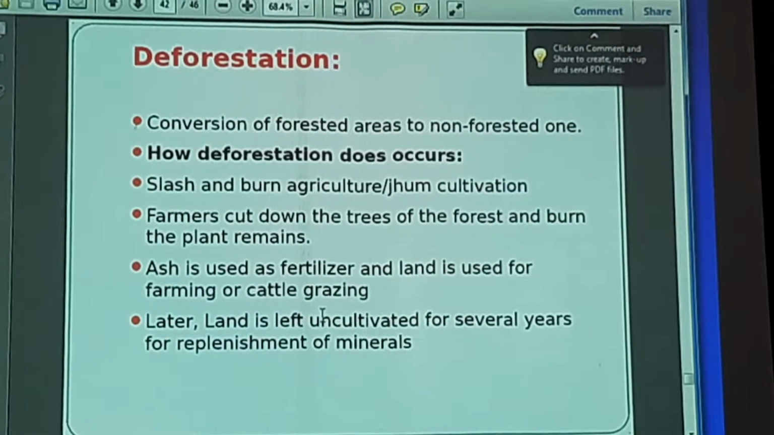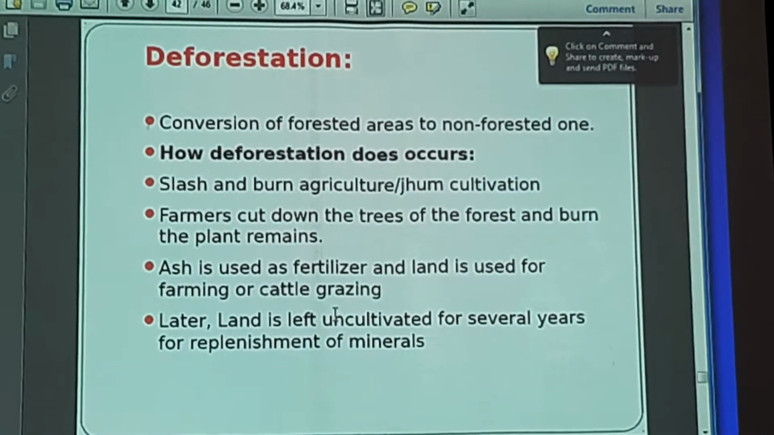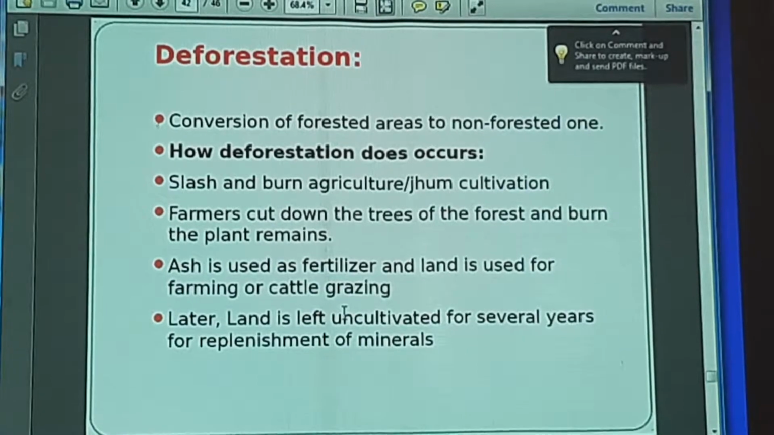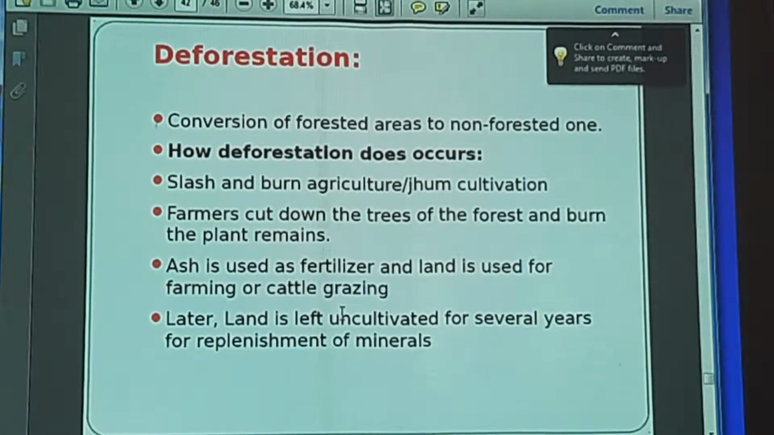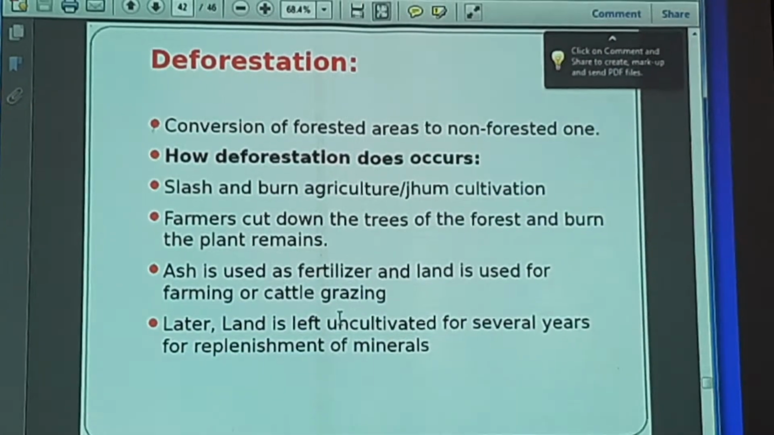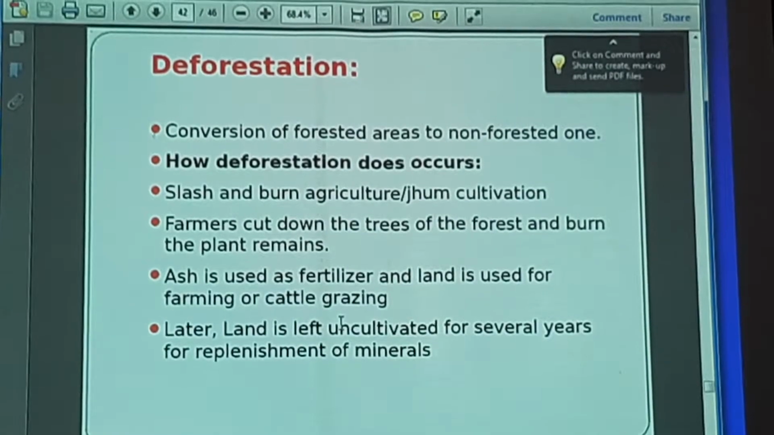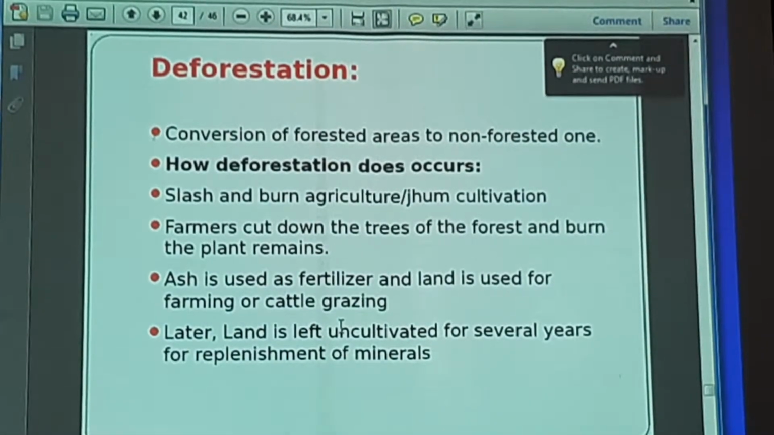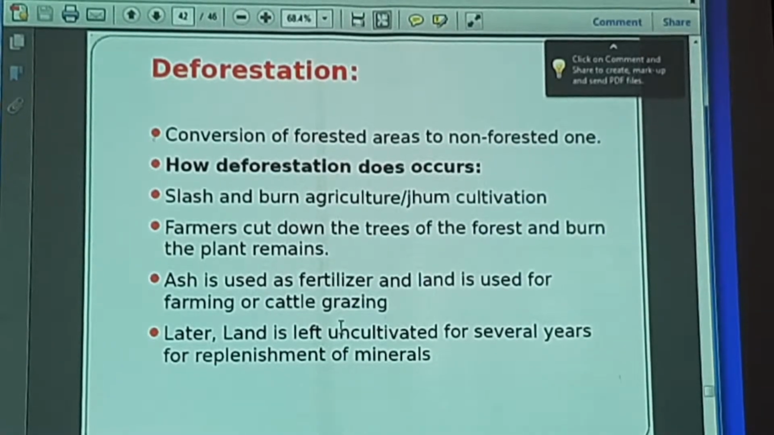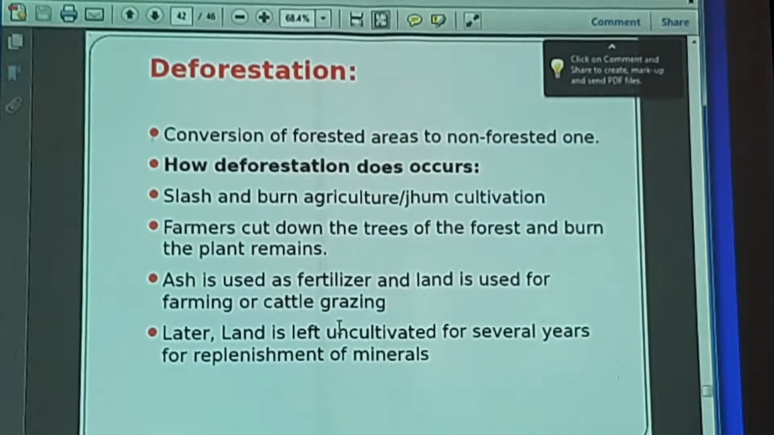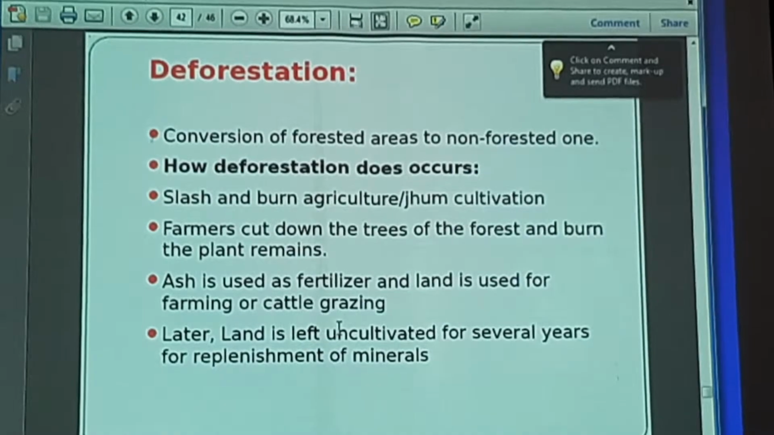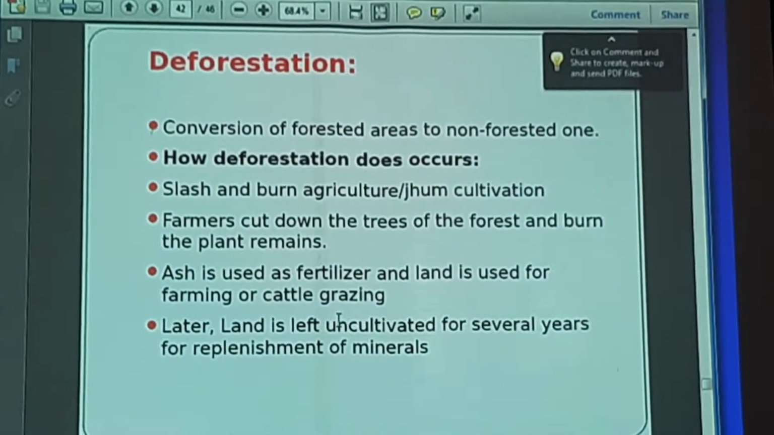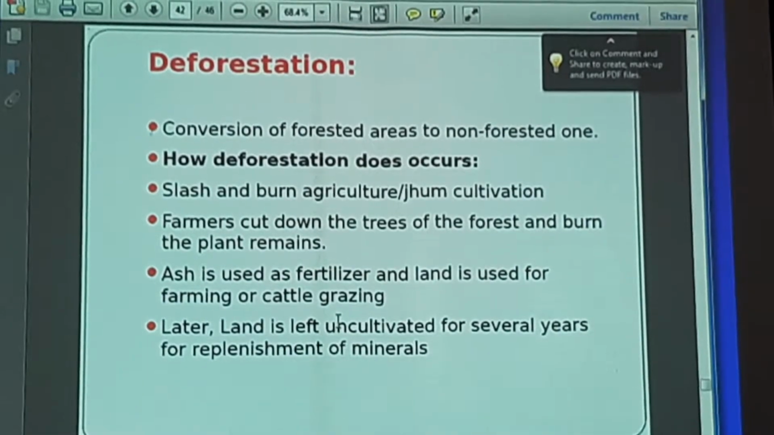Deforestation, what do you mean by that? A forested area, if you convert it into a non-forested area, we call that process deforestation. For our agricultural purpose, for our shelter purpose, if you remove the forest areas and convert them into non-forest areas, we call that deforestation.